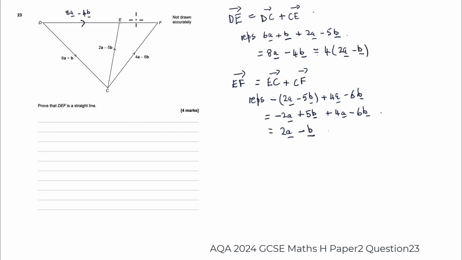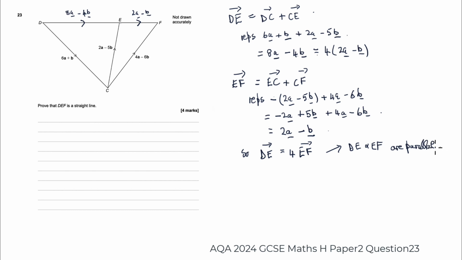So if this E to F represents 2a minus b, then you can see that the journey from D to E is 4 times the journey from E to F. We can write one in terms of the other. Travelling from D to E, we're doing 4 times what we do travelling from E to F. Now there's various things that means. It means that DE and EF are parallel.